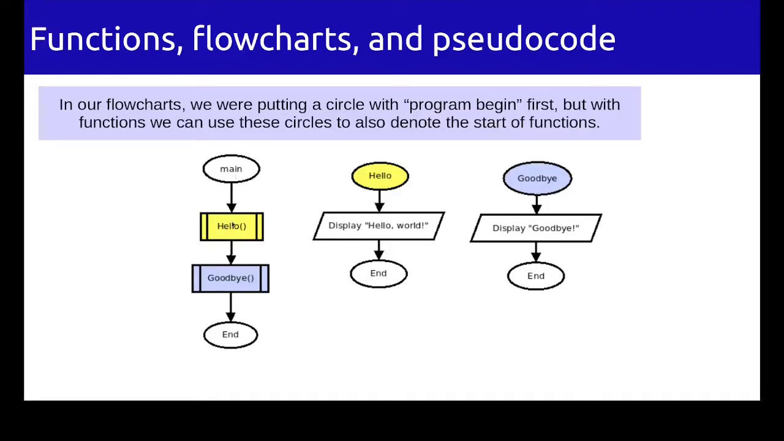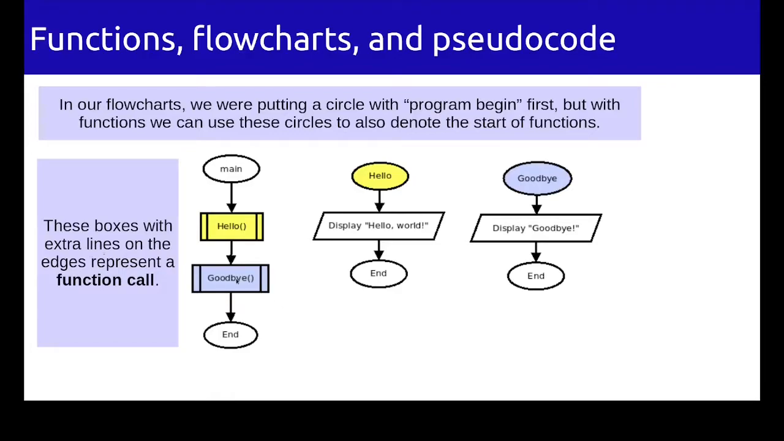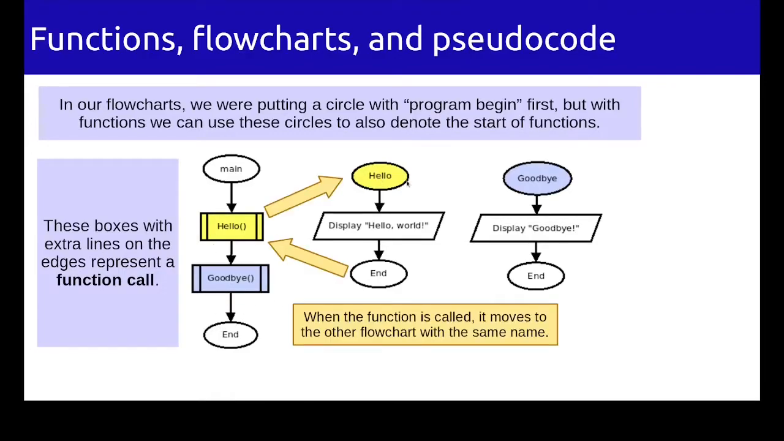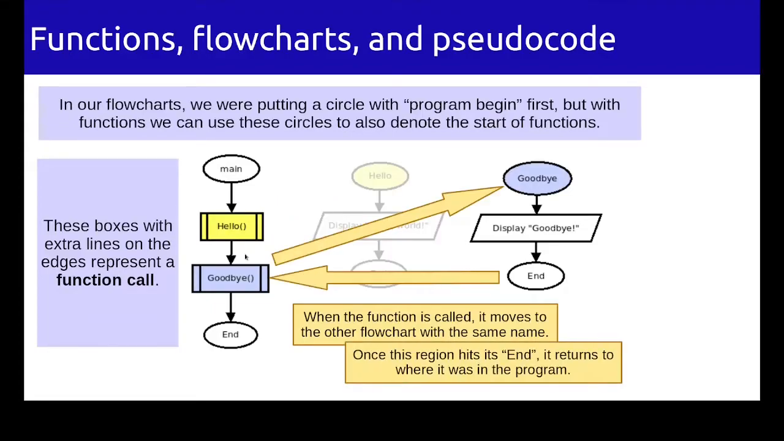So this would start, call hello, display hello world, end, come back over here, call goodbye, come over here, display goodbye, end, return here, and then the program ends. So these boxes with the extra lines are the function call, these are the function definitions. And again, the program flow just hops over here, runs all that code, and returns back to where it was. So whether we're calling hello or goodbye, it operates the same way. It calls the function, executes the code, comes back.